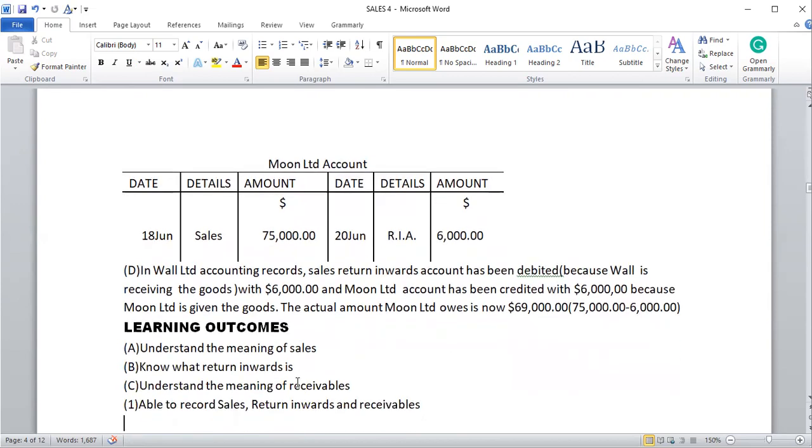Well, we have come to the end of our lesson. Let's go through what we've learned today. Learning outcomes. A, understanding the meaning of sales. B, know what returns inwards is. C, understanding the meaning of receivables. And D, able to record sales, returns inwards, and receivables. We have come to the end of the video.